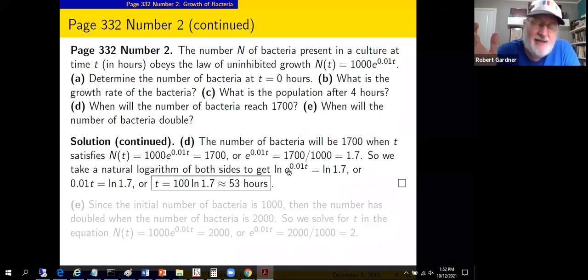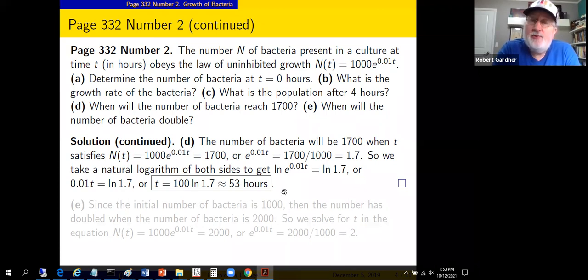Strictly speaking, it's not cancellation, it's composition of inverse functions. But again, as we saw in the previous section, effectively those cancel. They disappear for sure. That's the reason we took the log function, to get rid of the exponential function. So we get 0.01t equals the natural log of 1.7. We're solving for t. Divide both sides by 0.01. That's 1/100th, so we're really multiplying both sides by 100. And we get t equals 100 natural log of 1.7.